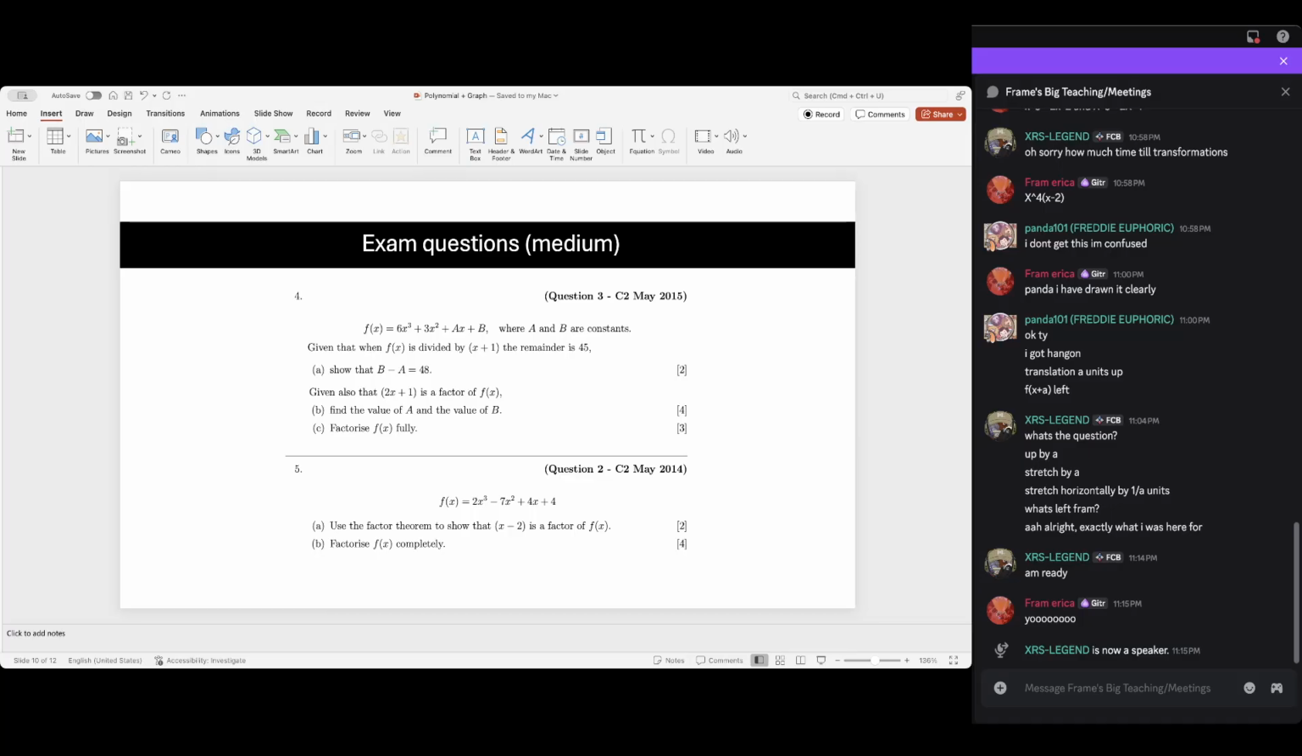Divided by x plus 1 is equal to, show that b minus 8. I mean you can do 4 and 5. Let's just skip that one. That was a bit of a goof up by me. Sorry.